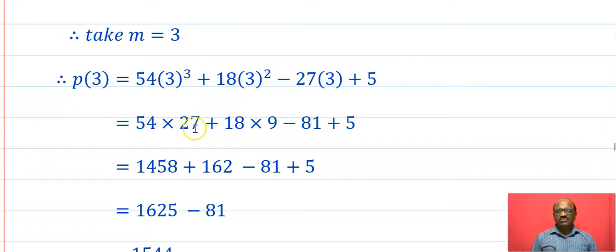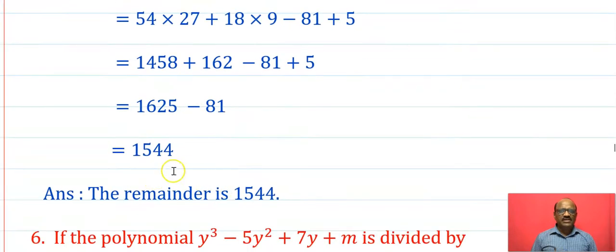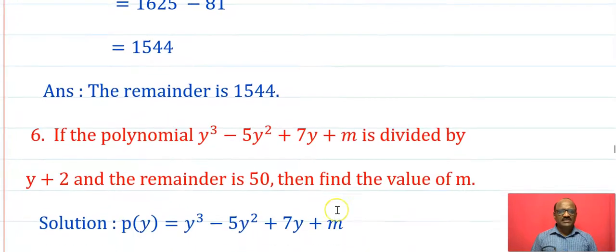3 raised to 3 means what? 27. 54 into 27, 18. 3 square means what? 9. 27 into 3, that is 81 plus 5. And overall you will get 54 into 27, that is 1458. 18 into 9, that is 162. Minus 81 plus 5. And overall the addition of the positive terms is 1625 minus 81. And you will get the answer, that is 1544. This is the remainder.